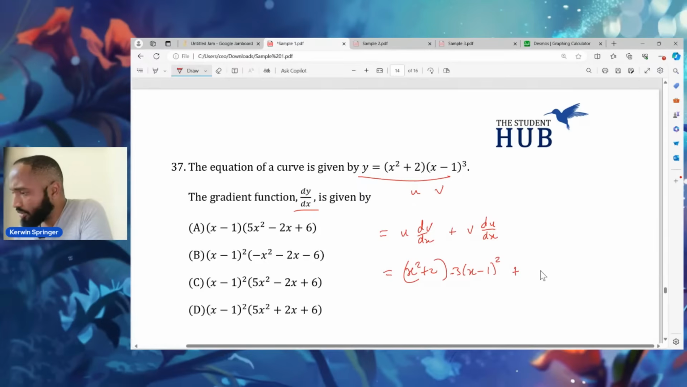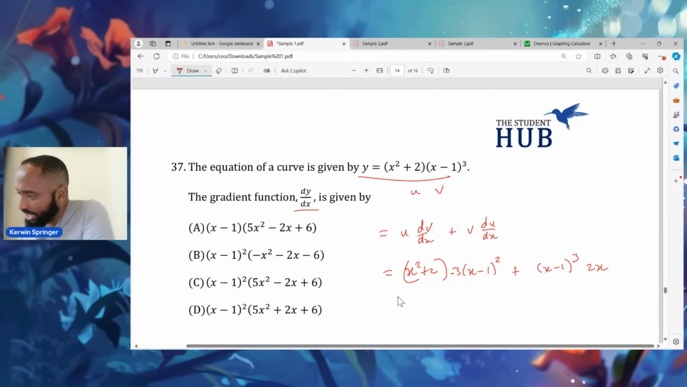Since this one is annoying, using the definite differentiation here might actually be nice enough. Am I doing the right thing? I want u, dv dx, and then I want v du dx. So differentiate that, and x squared plus 2 just ends up with 2x.